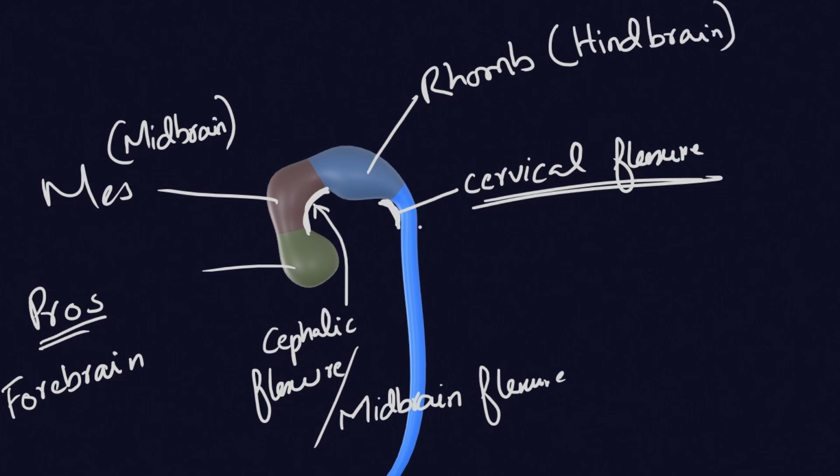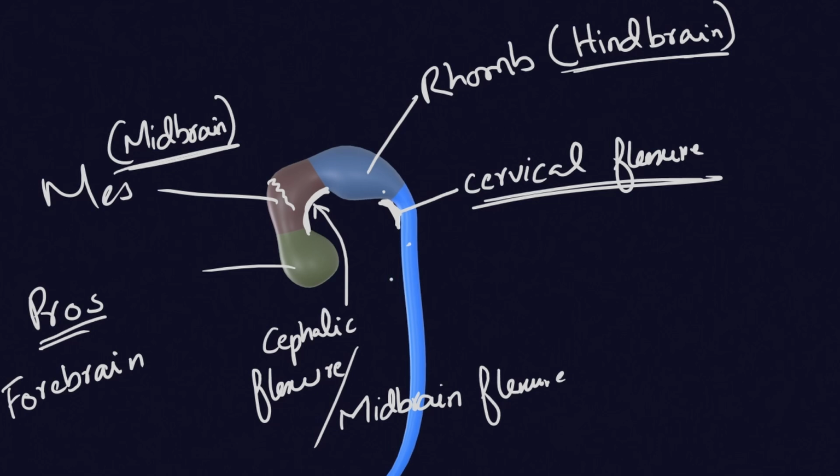Now the cervical flexure is between the primordial hindbrain, basically the rhombencephalon, and the primordial spinal cord. So this is the cervical flexure. The other one, the cephalic flexure, is not between two structures. Remember, it is within the midbrain swelling, within the midbrain vesicle, however you like to call it, at its ventral surface.